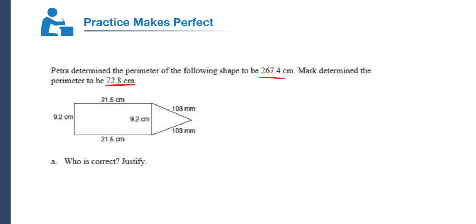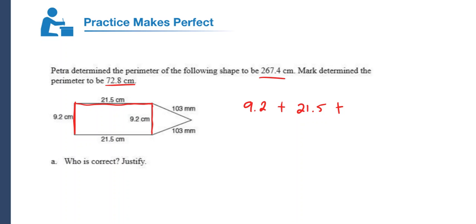So what would we do? Yeah, let's add them all together, right? Here, I'll draw them out as we go. So let's just do this one first. So 9.2 plus 21.5 plus, and then I'll do this one. Actually, here, let's do this one.